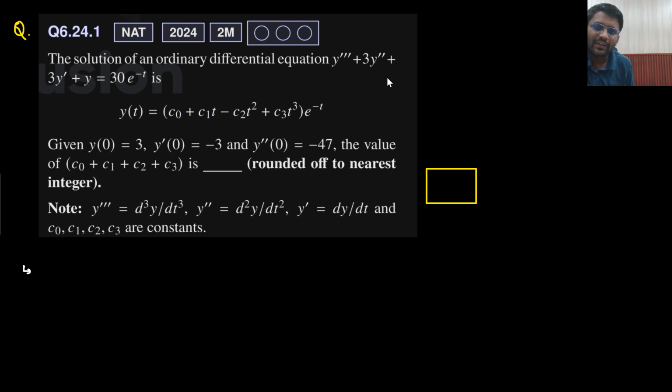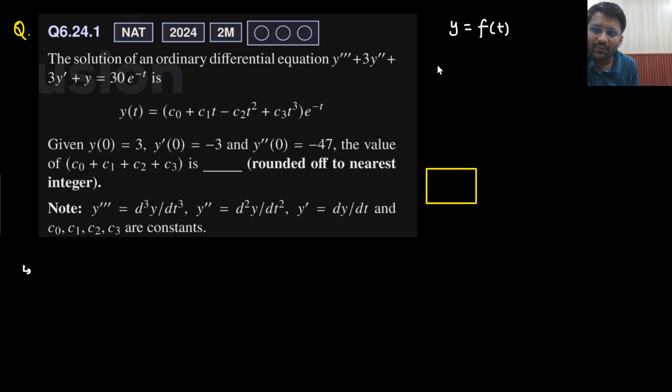So what are we supposed to solve? We are supposed to solve this differential equation: y triple dash plus 3y double dash plus 3y dash plus y. Here you can see that y is a function of t. Y is given as a function of t.